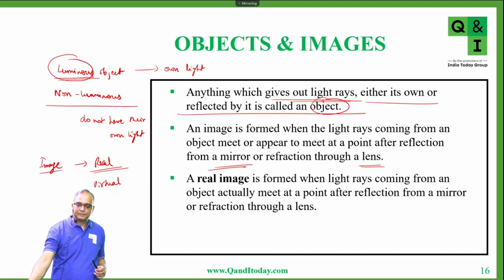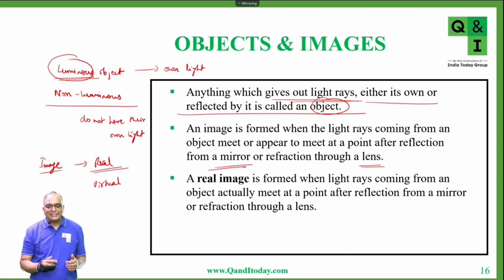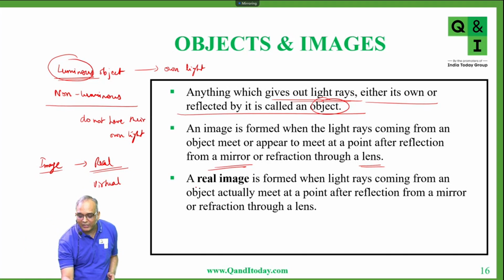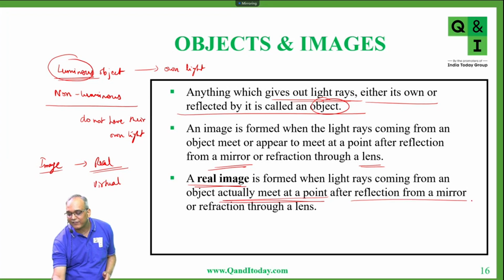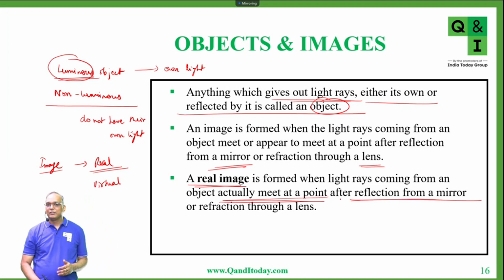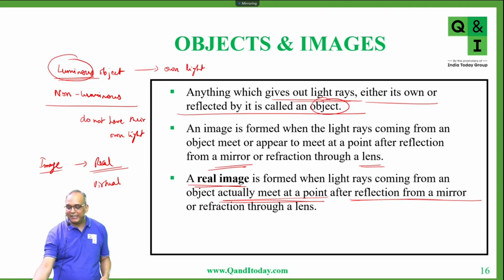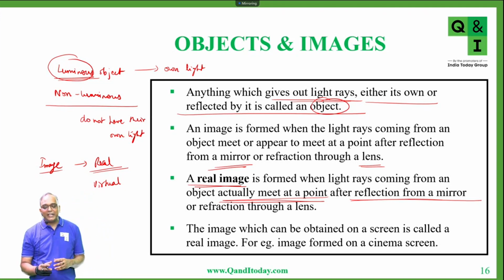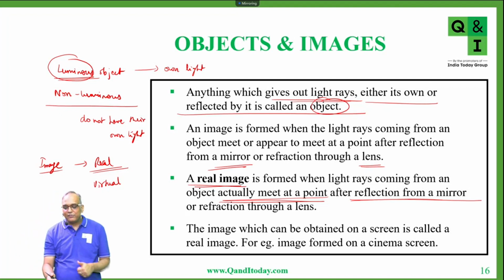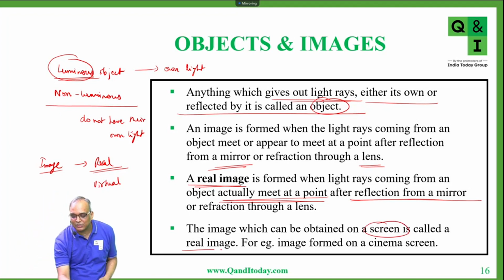Okay. So a real image is formed when light rays coming from an object actually meet at a point after reflection from a mirror, right? I'll not talk about lens right now. Lens we'll take up later. And another definition: the image which can be obtained on a screen is called a real image, because the light rays are actually merging, so you can see it on a screen.